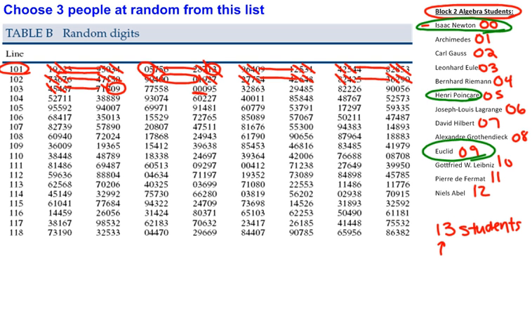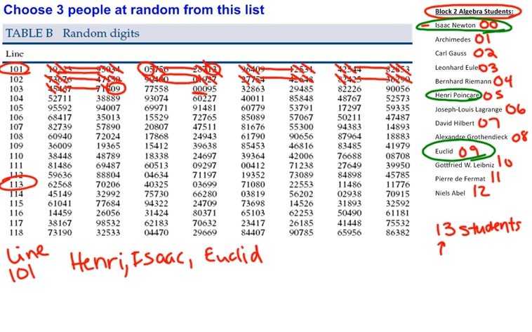So if I'm going to list the 3 people I choose at random, my first choice was Henry, and then we'll go with Isaac, and then Euclid. And you would list those. If you start at a different line, let's say I decide to start at line 113, would I get 3 different people? Probably, right? It's a random table of digits. So the fact that I start at line 101 is important. I would say that in my work, started at line 101.